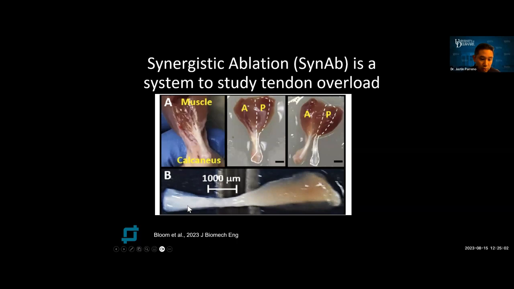In collaboration with Dawn Elliott's group, we developed a synergistic ablation model to study tendon overload. So I return here to the anatomy of the rat. What you see here is the soleus muscle of a rat. This is the calcaneus. The Achilles tendon is right here, connecting to the calcaneus. And this is the plantaris tendon, that smaller tendon. Again, most of the load is transmitted from the soleus to the calcaneus through the Achilles tendon. There is load transferred from the plantaris, but very little. So for our model, what we did was we transected and ablated the Achilles such that all the load was now transmitted through the plantaris tendon, overloading the plantaris tendon.